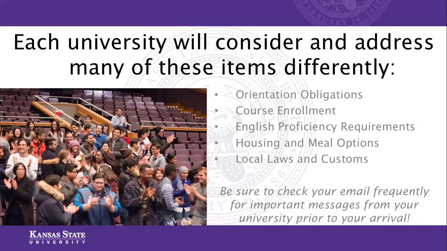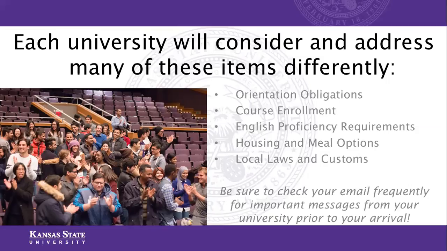Some things to keep an eye out for in your pre-arrival emails from your university are orientation obligations. What date do you have to be on campus to start attending orientation? Which of those sessions are mandatory? Which ones are optional? Your course enrollment: how is that going to work? Are you going to know exactly what courses you're enrolled in before you arrive in the US, or do you do that during your first week, during orientation week, or after orientation week? English proficiency requirements: are you going to be required to take an additional English proficiency test when you arrive on campus, or are they going to use a score that you submitted during the application process?